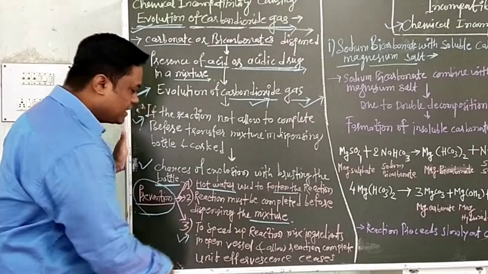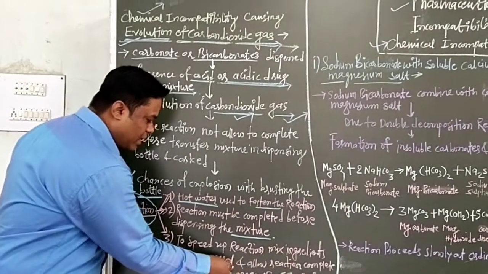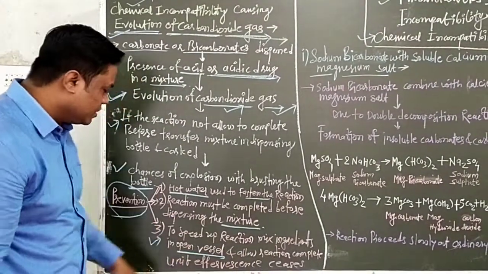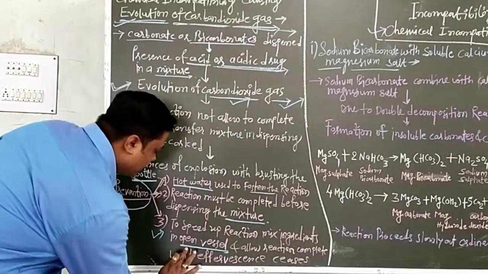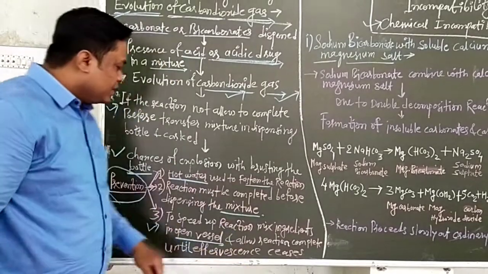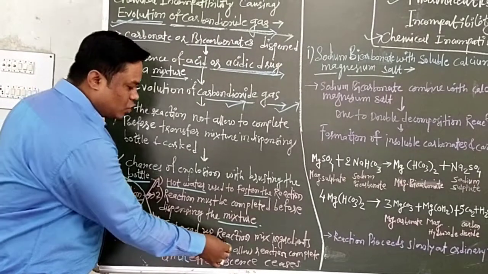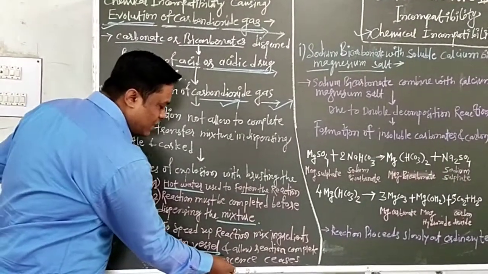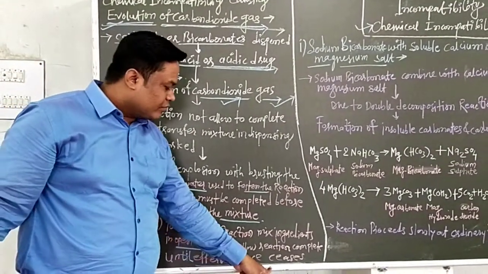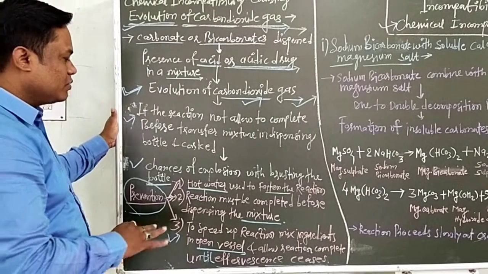Then the third method is to speed up the reaction: mix the ingredients in an open vessel. आपको क्या करना है? पूरे mixture के ingredients को open vessel में add करना है and allow the reaction to complete until the effervescence ceases. ठीक है? Reaction को speed up करने के लिए open vessel में add करेंगे और तब तक उसको open vessel में रखना है जब तक पूरे के पूरे effervescence वहां से निकल नहीं जाते बाहर. Means until the effervescence ceases, completely coming out. बाहर निकलने के बाद में ही आपको क्या करना है? उसको मिक्सचर को डिस्पेंस करना है.